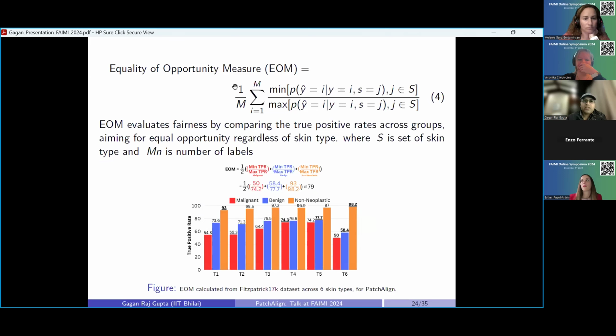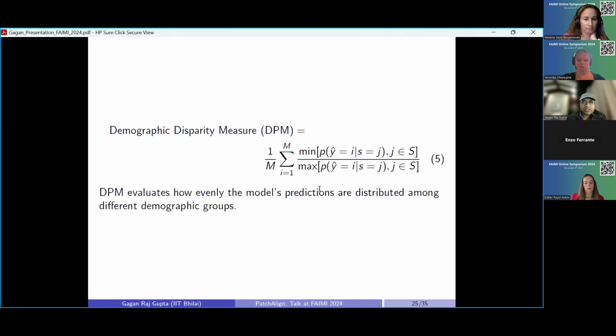Similarly, there is another interesting metric, which is equality of opportunity, where we are not looking at only the broad accuracy, but also the true positive rate across groups. So we have malignant, benign, and non-neoplastic as three different types of skin conditions. And now we are computing this min over max true positive rate for each of them. And then for our technique, this comes out to around 79%. And in a later table, I'll show you how it compares to the other algorithms. But we were able to see that EOM also improves, not only just the accuracy. And there's also DPM, which I'll not go over.